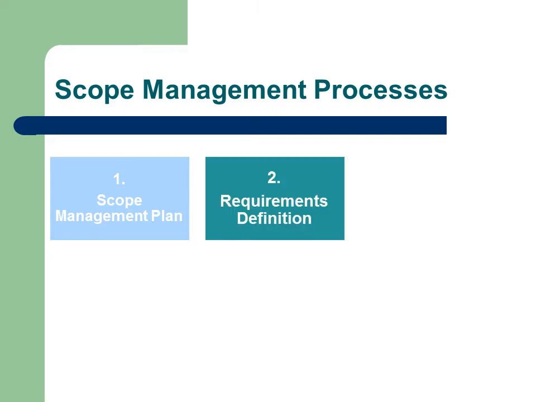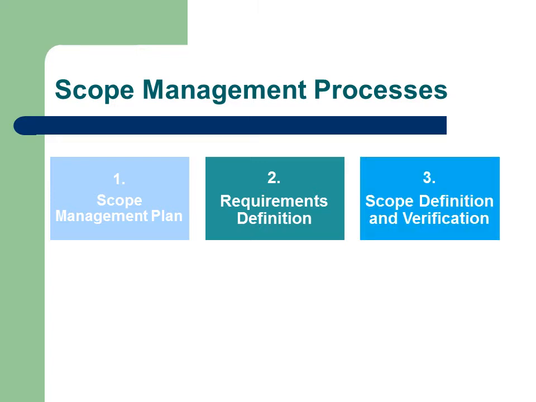The second process, requirements definition, is the understanding and documentation of the customer's requirements for the project. Once the requirements are known, then it is possible to define the project scope. That is, what needs to be done to deliver the product or service to satisfy the customer's requirements. At this point, the customer must verify that the scope definition is really what he or she needs.